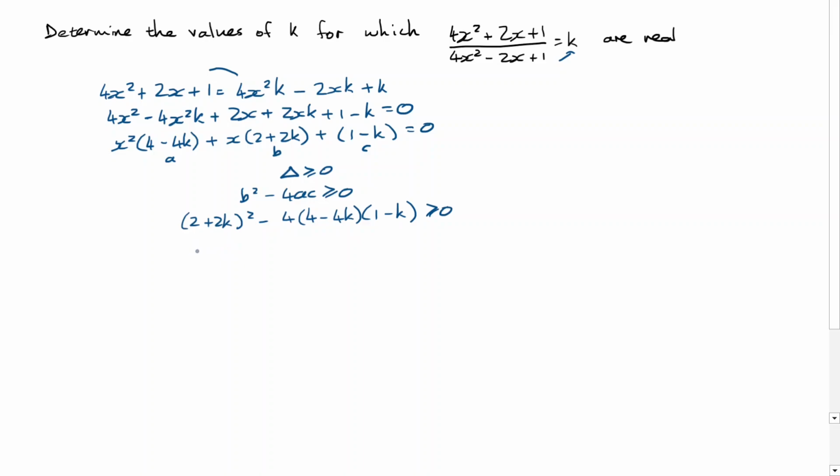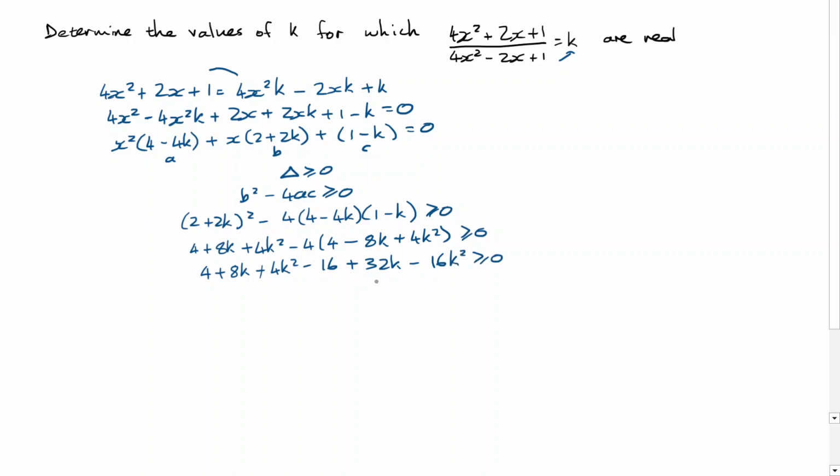This would leave me with 4 plus 8k plus 4k squared. This I'm going to be safe and just times the bracket out first, but keep it in a big bracket. This will be 4 minus 4k minus another 4k, so minus 8k plus 4k squared. Now let me times in the bracket. So this will be minus 16 plus 32k minus 16k squared.